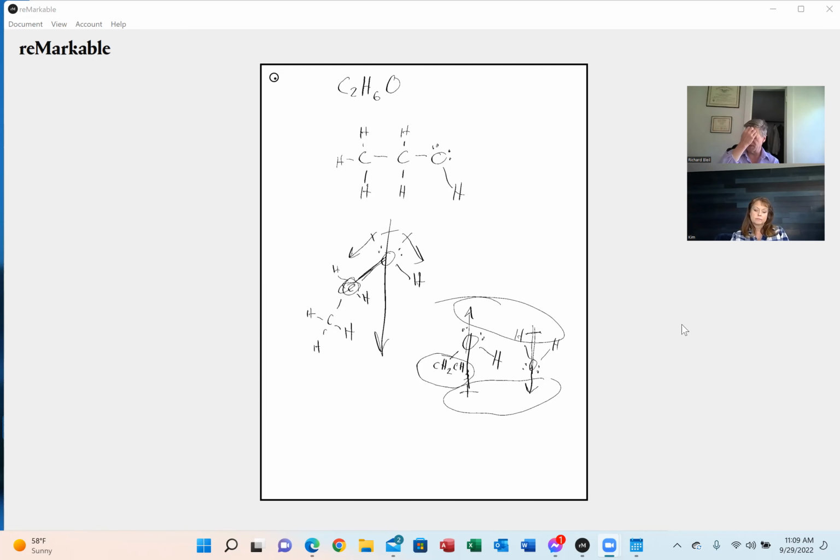We're going to talk about intermolecular forces a few chapters from now, but this is the basic concept right here. Opposites attract. And that's kind of all there is.